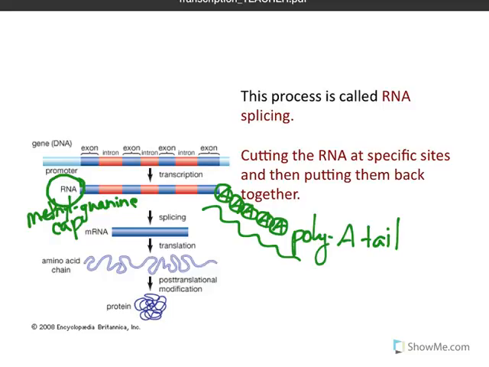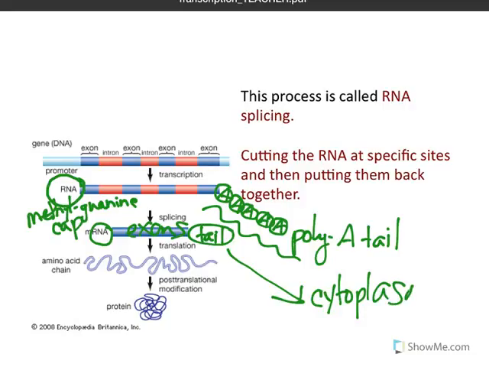So once we've done these two things, we've spliced the molecule and we remain with exons only, and we put this cap at the end, and we put the poly-A tail at the other end. Now your mRNA is complete, and it can leave the nucleus and enter into the cytoplasm, where this mRNA is going to be used for translation. We're going to use this model to actually make the protein.